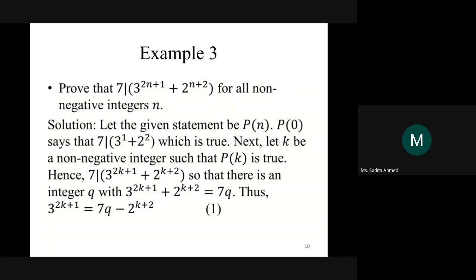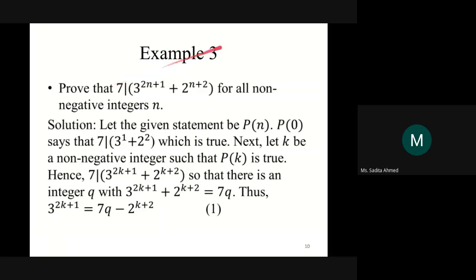Inductive step: based on the assumption that the statement is true for some integer k, any integer k, we have to prove that the statement must be true for k plus 1. We have to prove an implication, that pk implies pk plus 1. That is, if the statement is true for k, then it will be true for k plus 1.